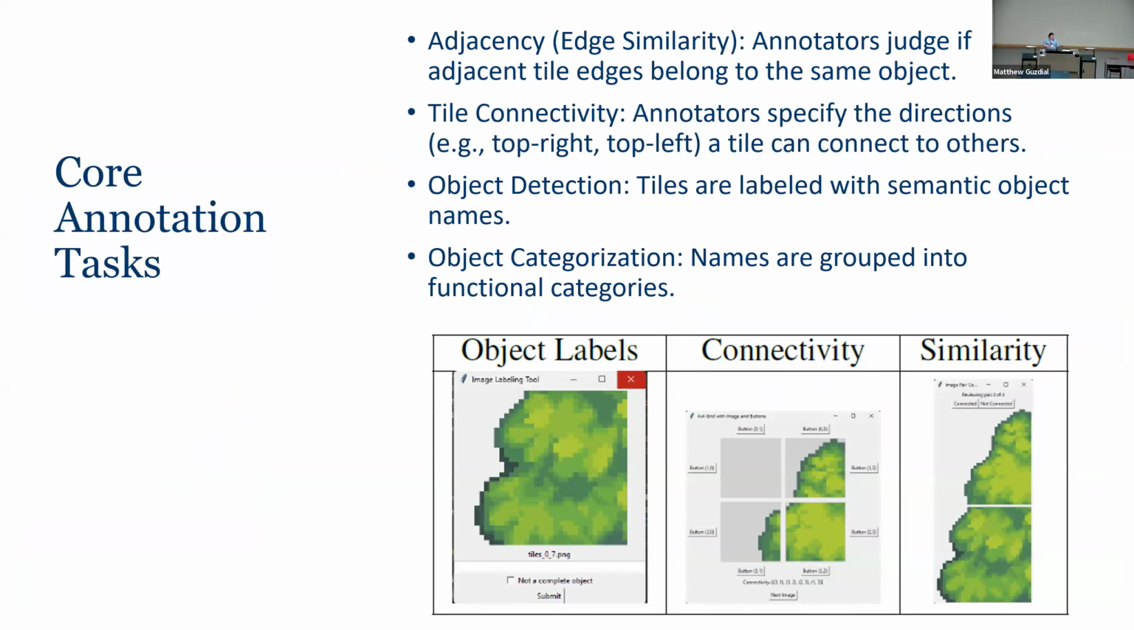Here are the four identified core annotation tasks. The first one is adjacency, whether the edges of two tiles actually belong to the same object. The second is connectivity, which direction a tile can connect to others. The third is object detection, to know what the game object is. And also object categorization, grouping the game objects by their functional categories, I mean the affordance. And here is the interface we use for annotation.